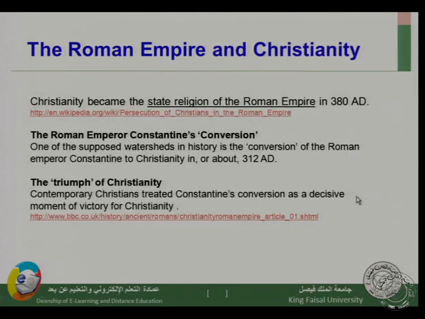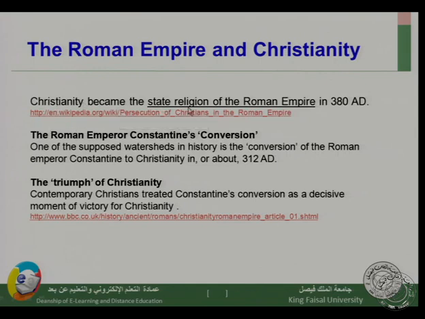Okay, how about the Roman Empire and Christianity? Now let me give you more details. I'm trying to narrow down my discussion to reach the third part, the third element, talking about religions and their effects on the thought, culture, and civilizations of people. The Roman Empire and Christianity.